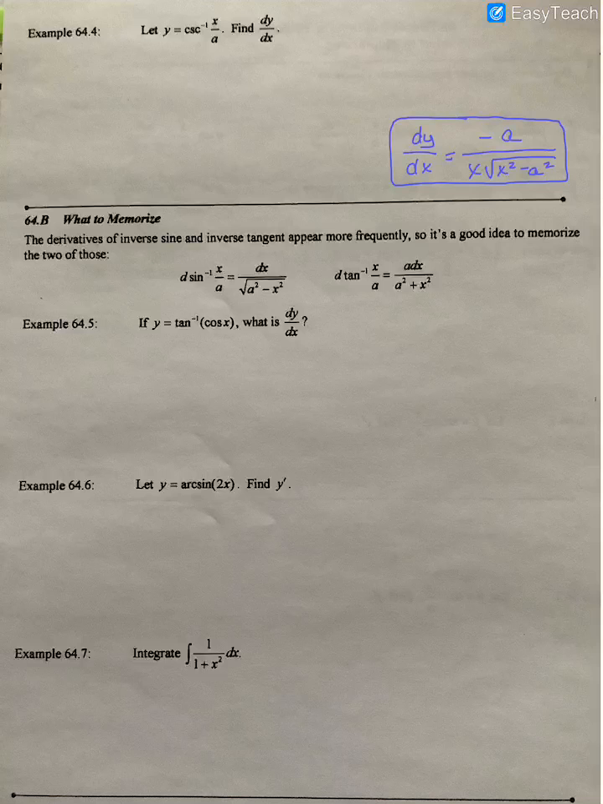Okay, part B, what to memorize. Okay, guys, 2 big ones I mentioned earlier. The derivatives of inverse sine and inverse tangent tend to appear more frequently. And so those are the 2 that is the best to have memorized. If you're concerned about cosine, just realize cosine is just a negative sign different from sine.